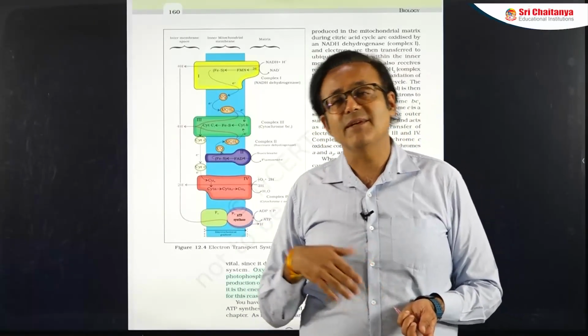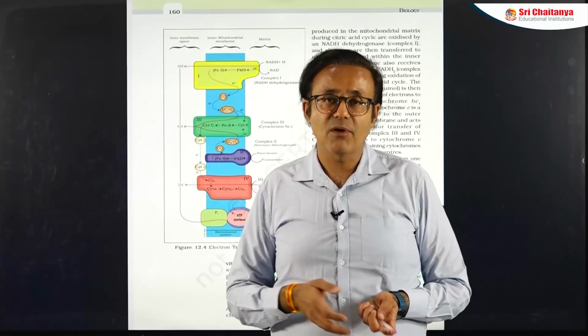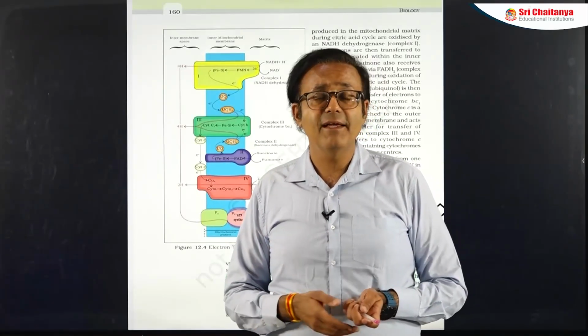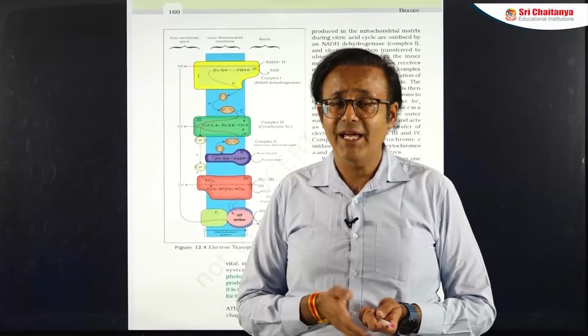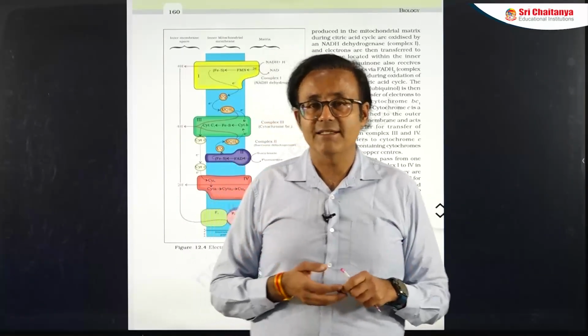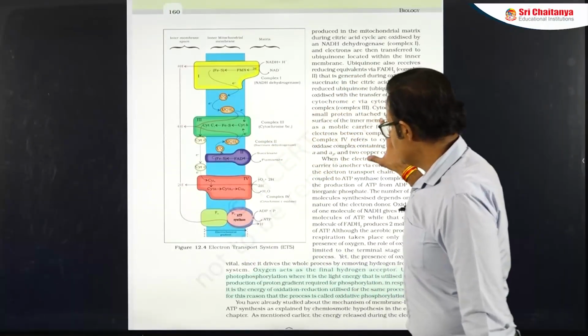It is also known as the respiratory chain or ETC, the electron transport chain. It occurs in the inner membrane of mitochondria in eukaryotes, and in prokaryotes it occurs in the plasma membrane and perhaps the mesosomes also. What is ETS? ETS is the basic concept that you are going to remember.